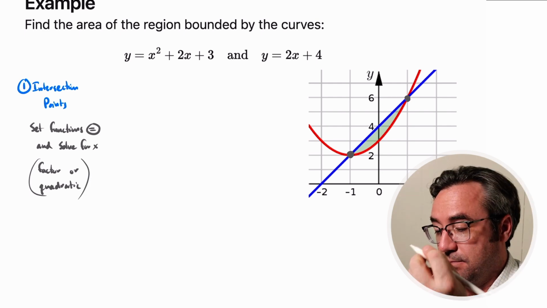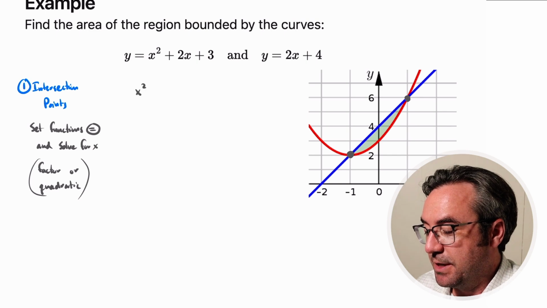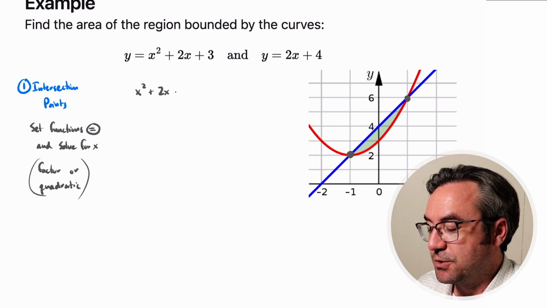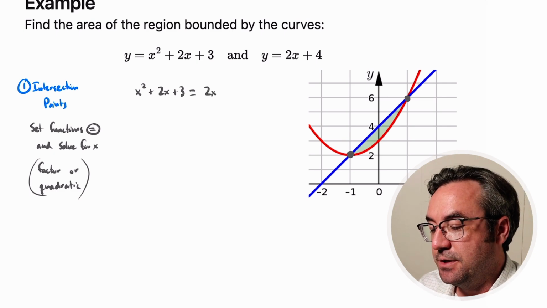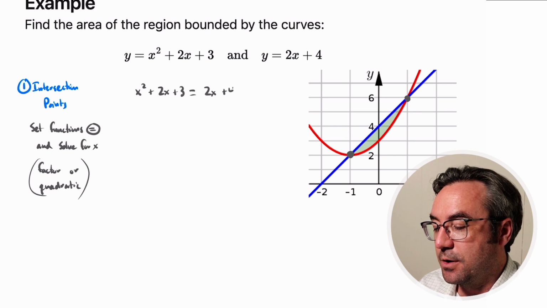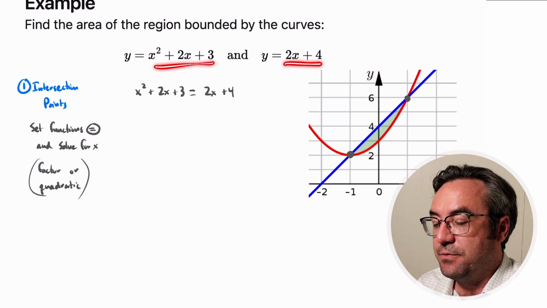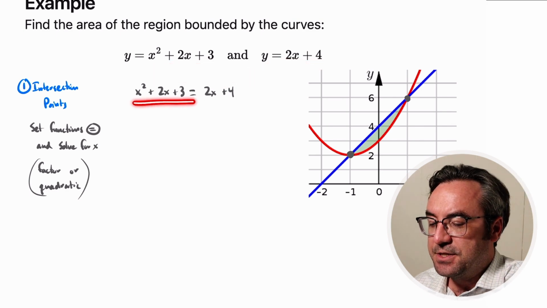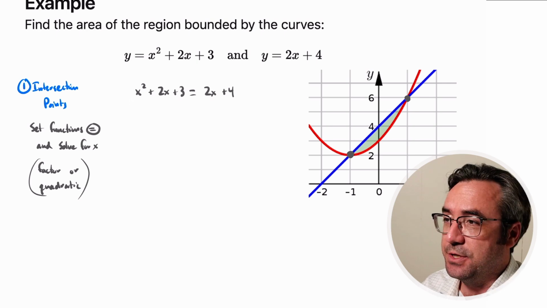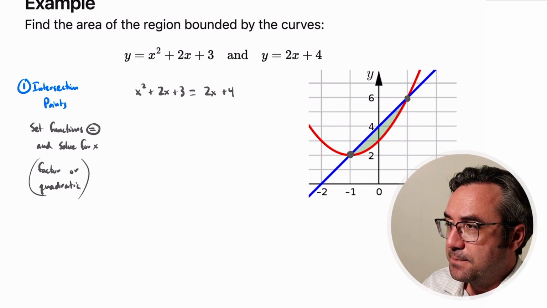All right, so let's get into it. We're going to take our two functions, x squared plus 2x plus 3, and set it equal to our other function, 2x plus 4. So we're just taking these two different functions and setting them equal to each other. Now this gives us an x equation that we can solve.